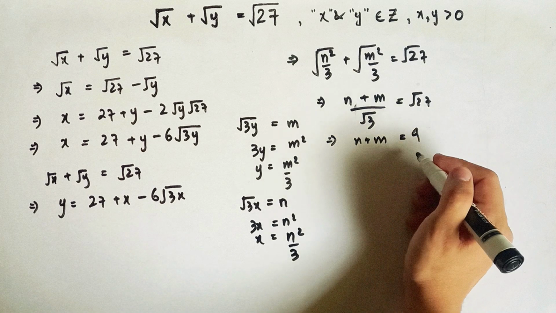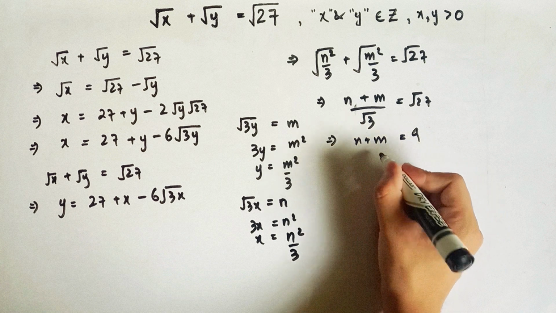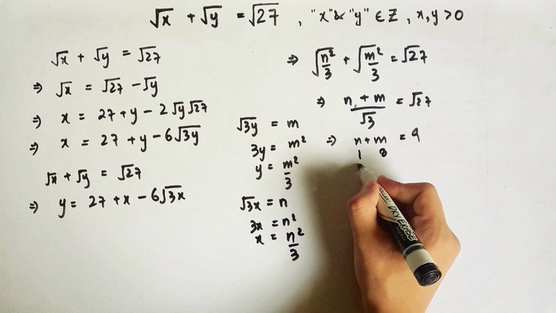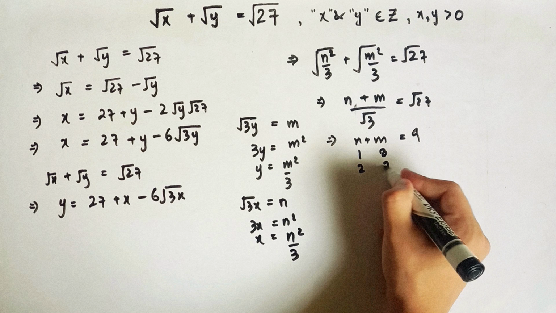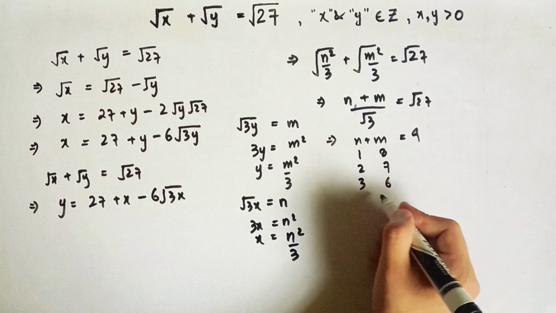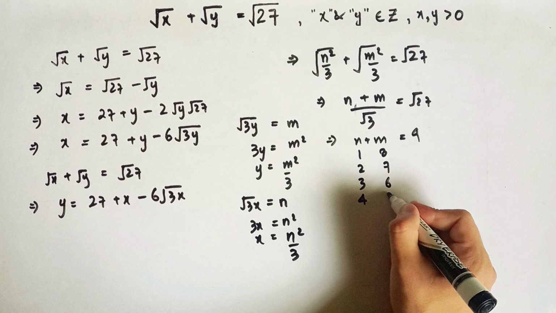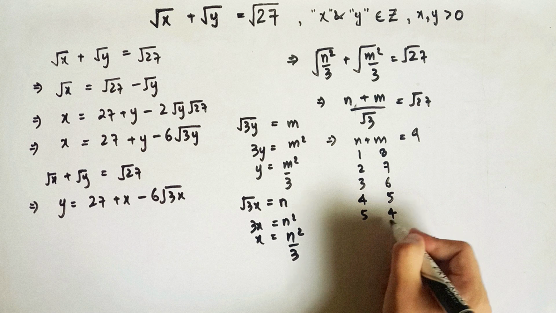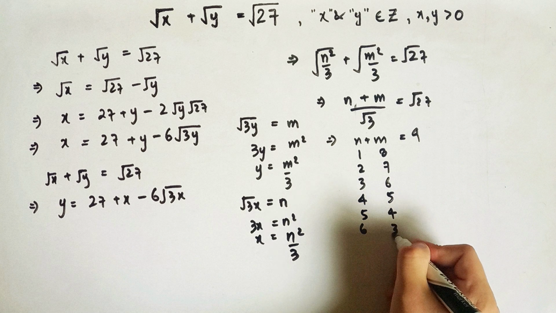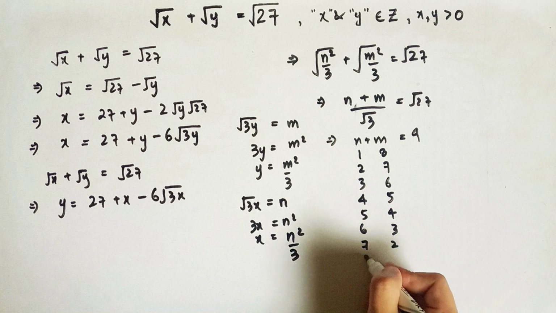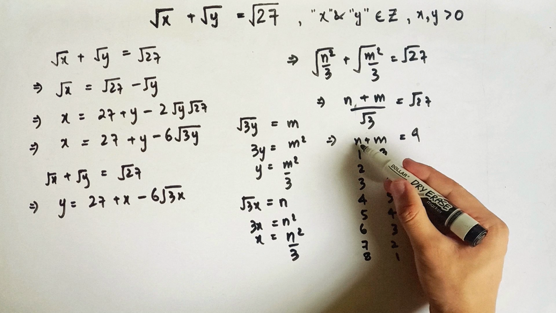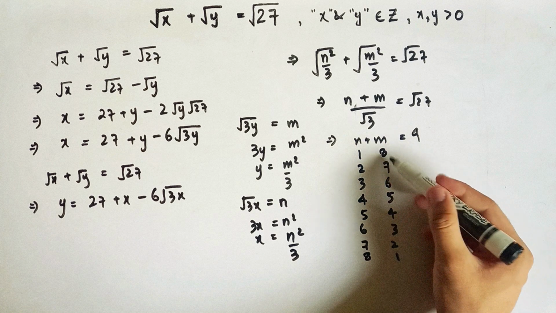So n plus m equals 9, and now all the possibilities are that n is 1 and m is 8, n is 2, m is 7, n is 3, m is 6, this is 4, and this one is 5, and then 5, 4, 6, 3, 7, 2, and 8, 1. So we have 8 different values of n and 8 different values of m.